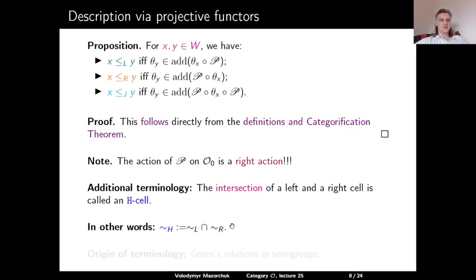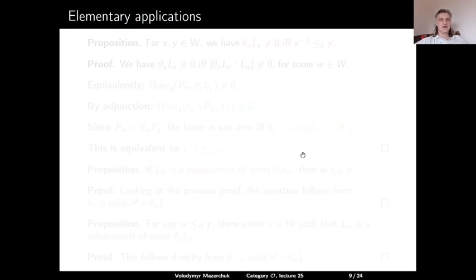the right equivalence. And the origin of all this terminology comes from Green's relations in semigroups, defined by Sandy Green in 1949, which have very similar definitions in the context of semigroups. So let us now list some elementary applications of this combinatorics. The first claim: for 2 elements x, y in W, the application of theta x to Ly is non-zero if and only if x inverse is left less than or equal to y.